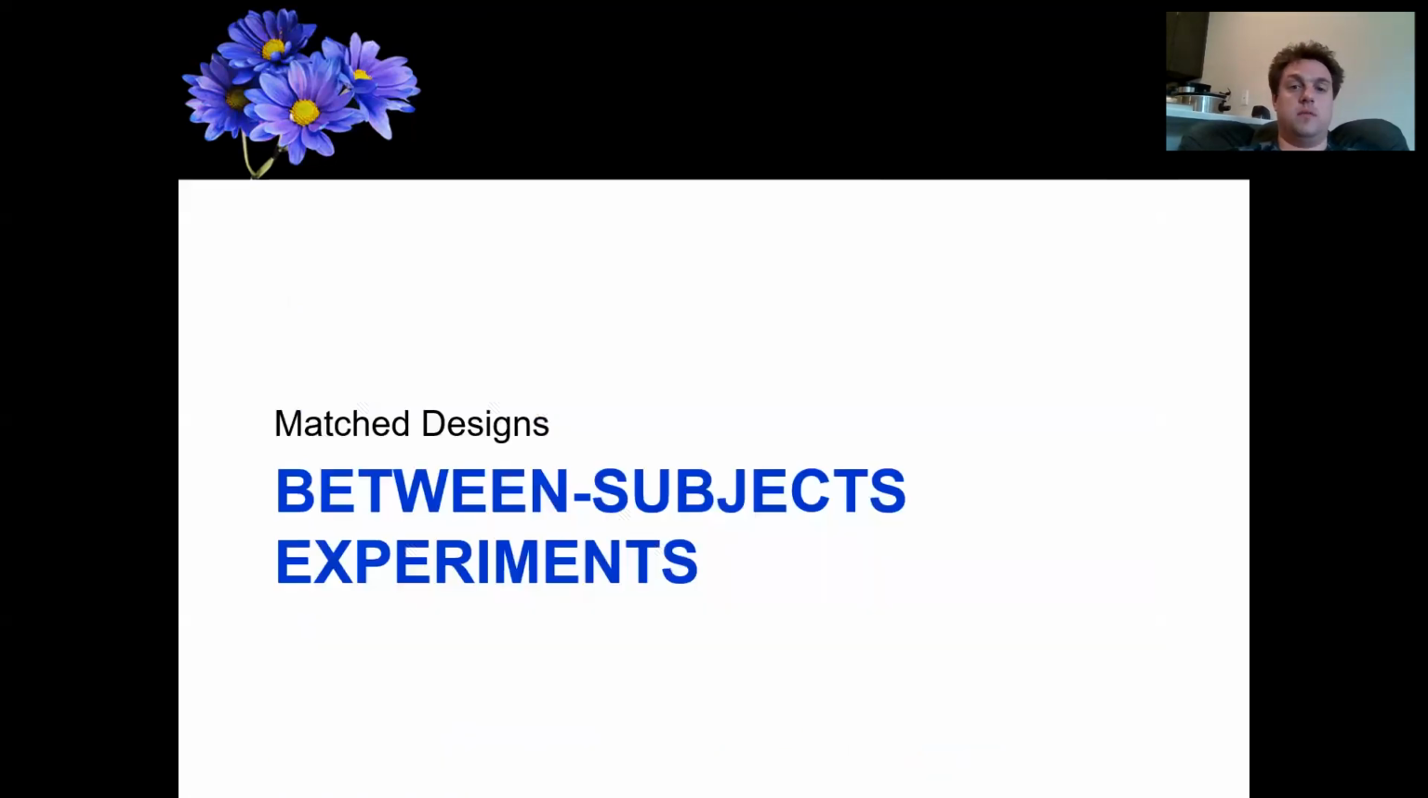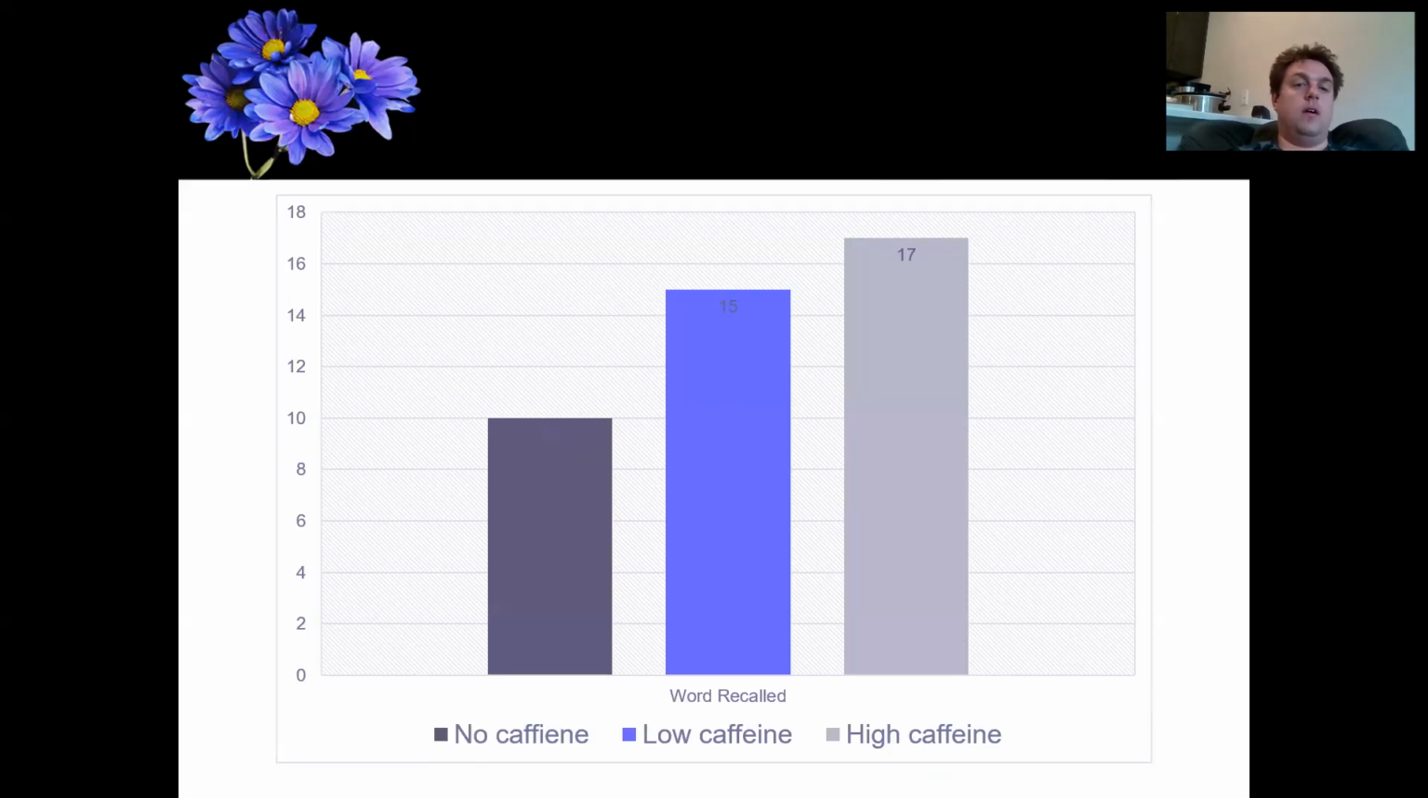And we can compare these. All right. That's about it for between subjects designs or between groups designs, where again, you're randomly assigning people, having multiple groups, multiple different people do different conditions.